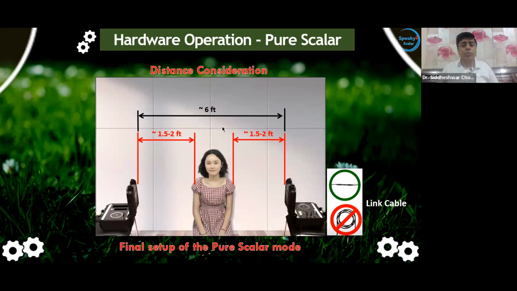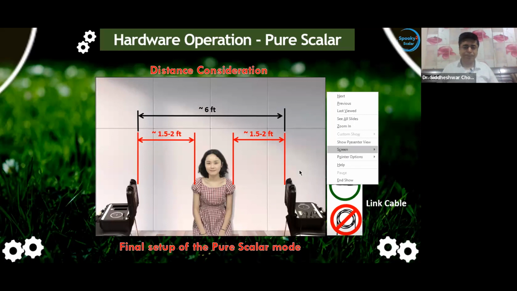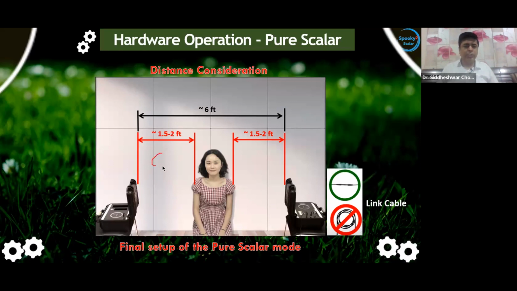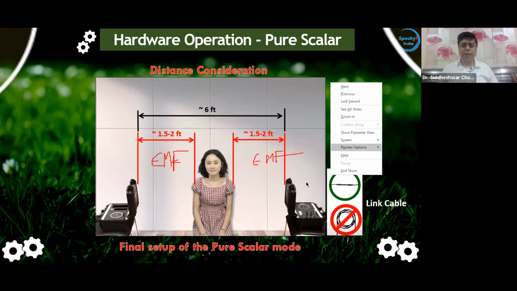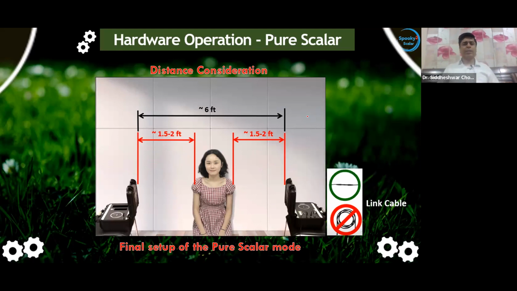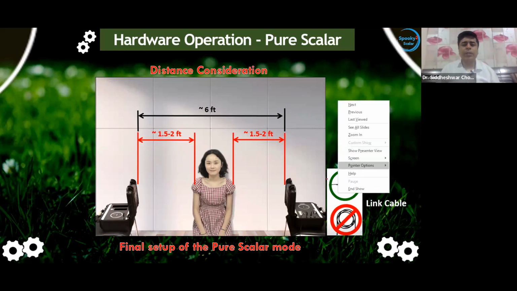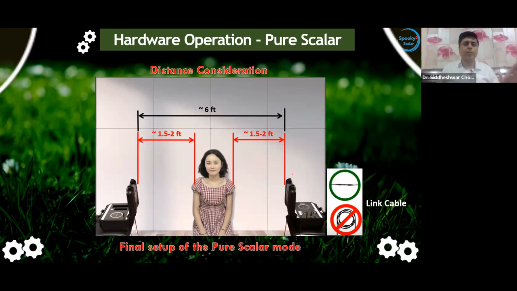You may ask, Dr. Chopra, why? The reason is, let me show you here. In this range, you have electromagnetic field on both the sides. EMF is high, right? So if you go away from the transmitter and receiver leads at least 2 feet, you are rest assured that the EMF is not troubling you at all.